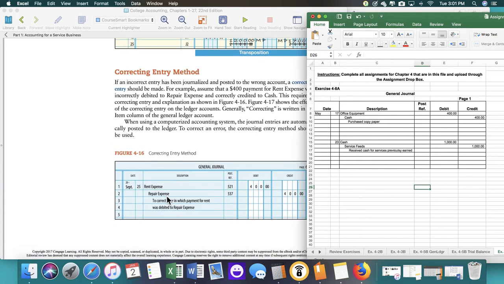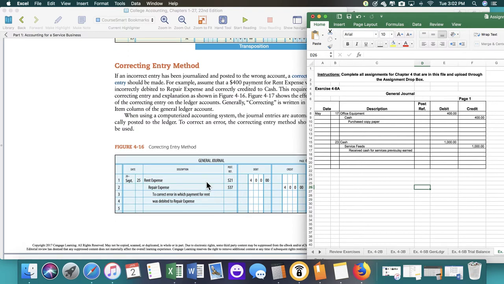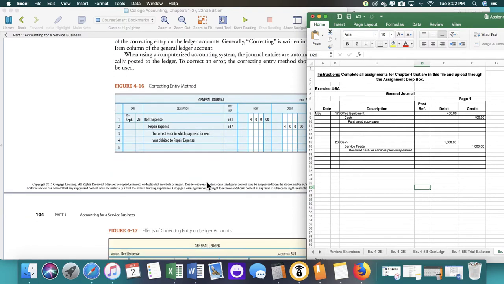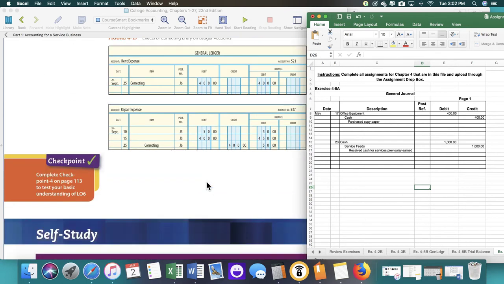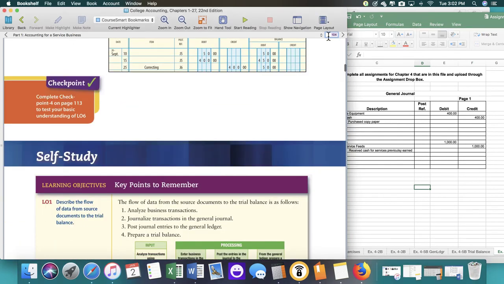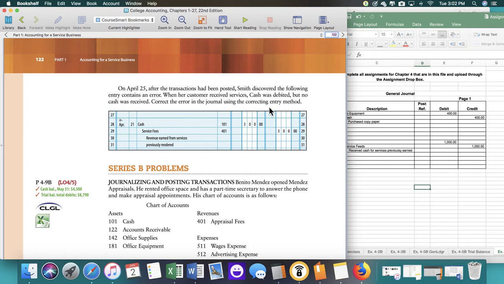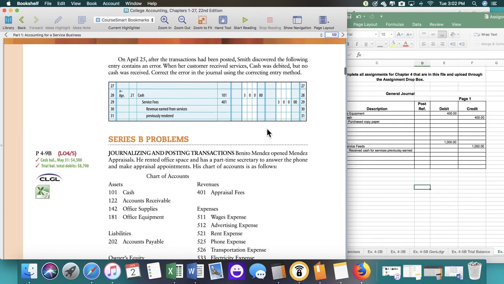The other option we have to do for the second entry is the correcting method. Essentially, when using the correcting entry method, we're basically deleting the incorrect entry, and then making a new one to replace it. The book doesn't give you a good example, so let's go back to the problem we were doing.